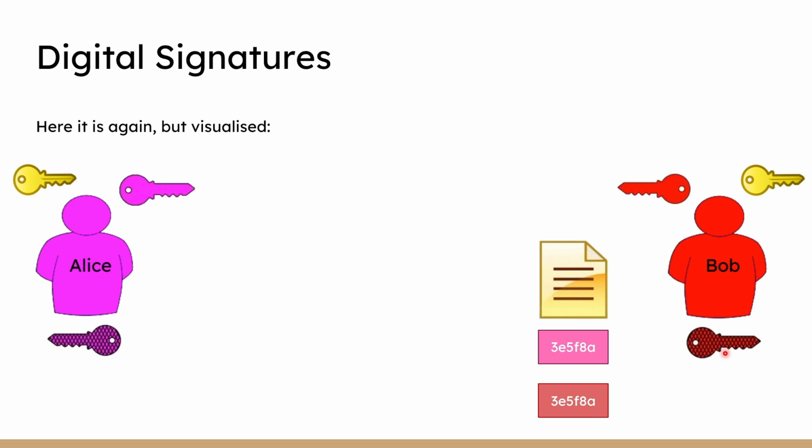Oh wait, there's just a question in the chat. There's only one shared key. I've just put two icons because each of them have it. They both have this key. Yeah. We're assuming that they've previously established this key securely with, say, Diffie-Hellman.